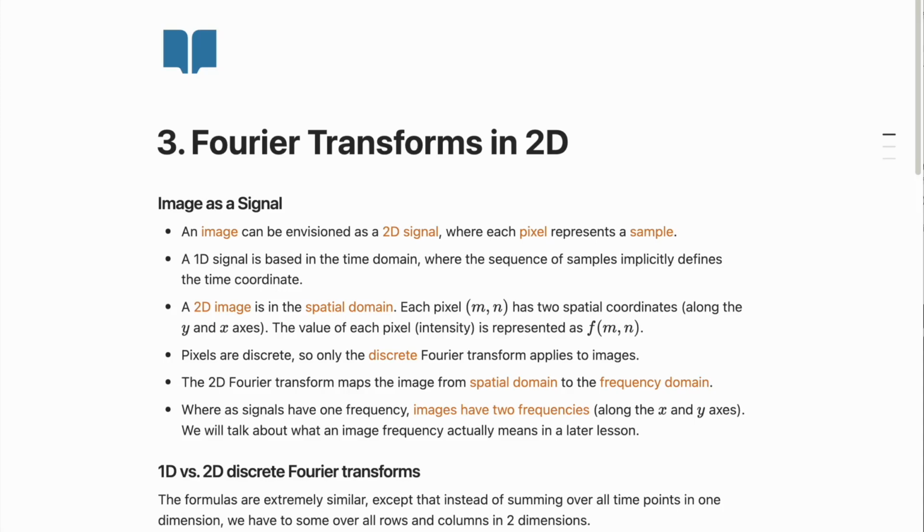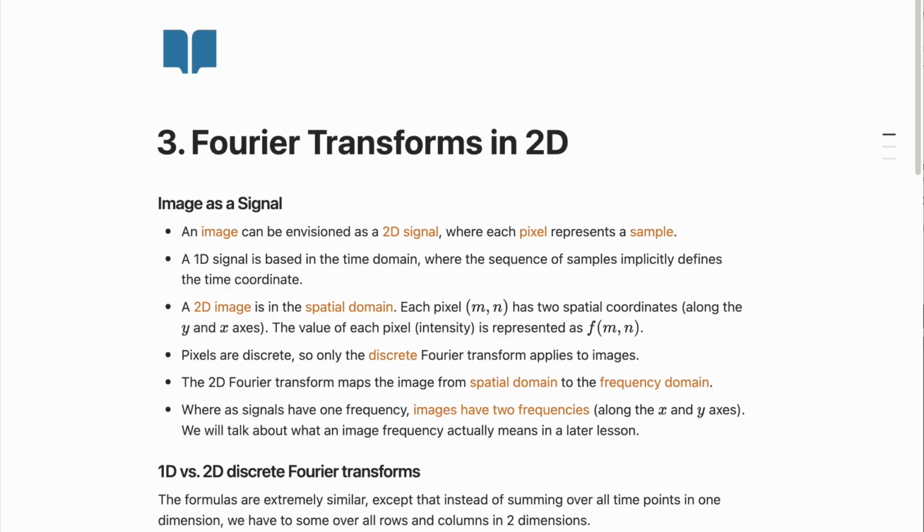In this lesson, we'll delve into the mathematics of Fourier transforms in two dimensions. First, let's talk about an image as a signal. We can think of an image as a two-dimensional signal where each pixel takes the place of a sample in a 1D signal. Remember, the 1D signal was based in the time domain, but there was no specific time coordinate. The sequence of samples implicitly defined the time coordinate. But in a 2D image, we actually have explicit spatial coordinates.